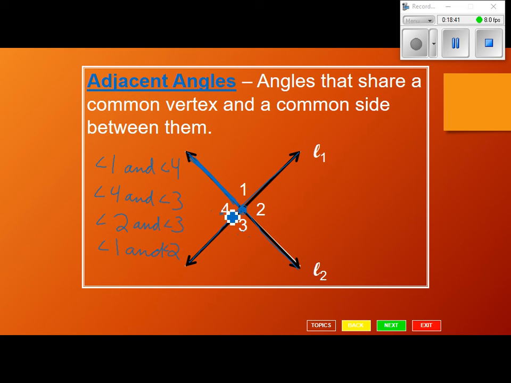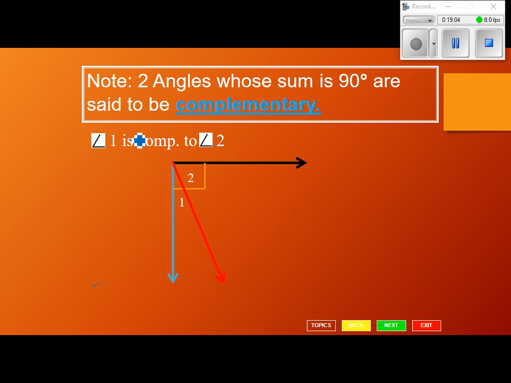Notice 2 and 4 are not adjacent angles. They share a common vertex, but those are the sides for angle 4. Those are the sides for angle 2. They don't share a side. So those are adjacent angles. We don't do a whole lot with adjacent angles. You just have to know what they are because we use the terminology. Next.